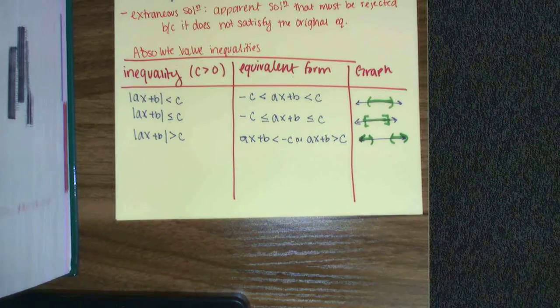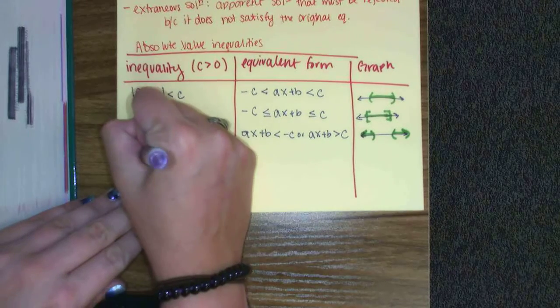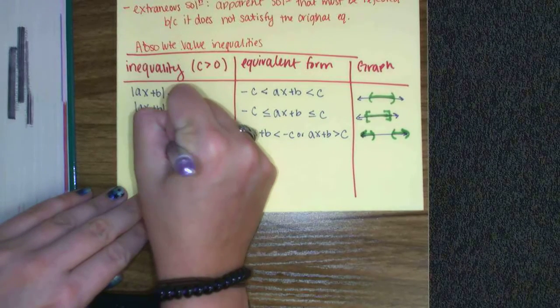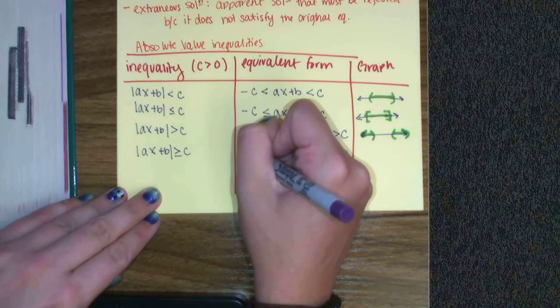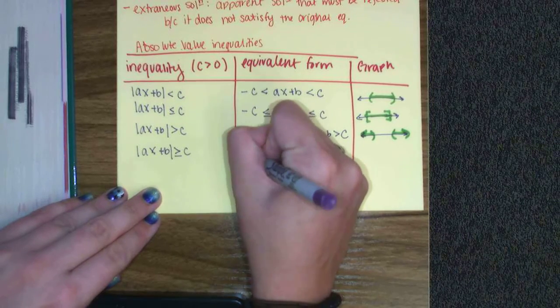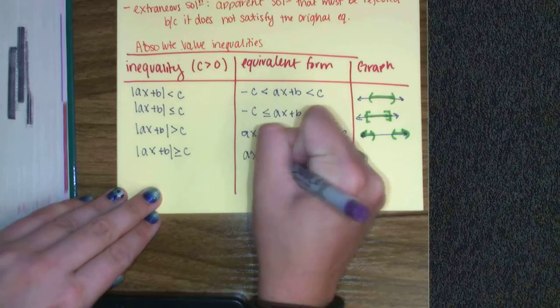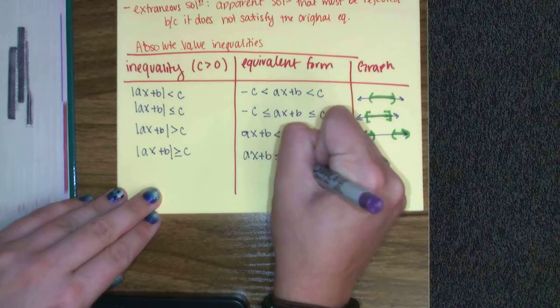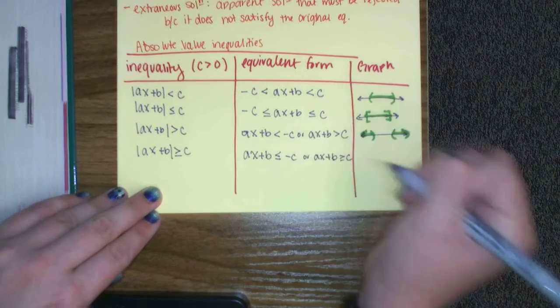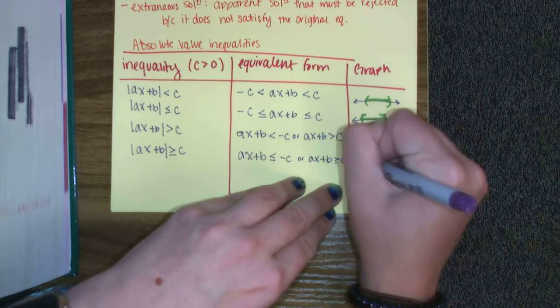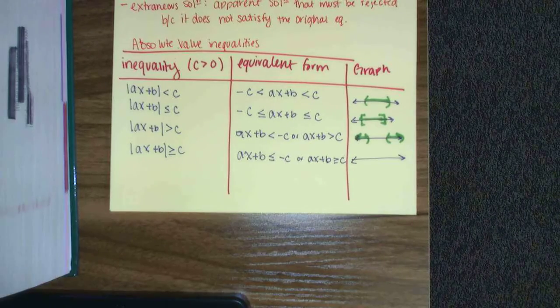And the last one is ax plus b is greater than or equal to c: ax plus b is less than or equal to negative c, or ax plus b is greater than or equal to c. And this graph's going to look the same as above, but with brackets pointing outward.